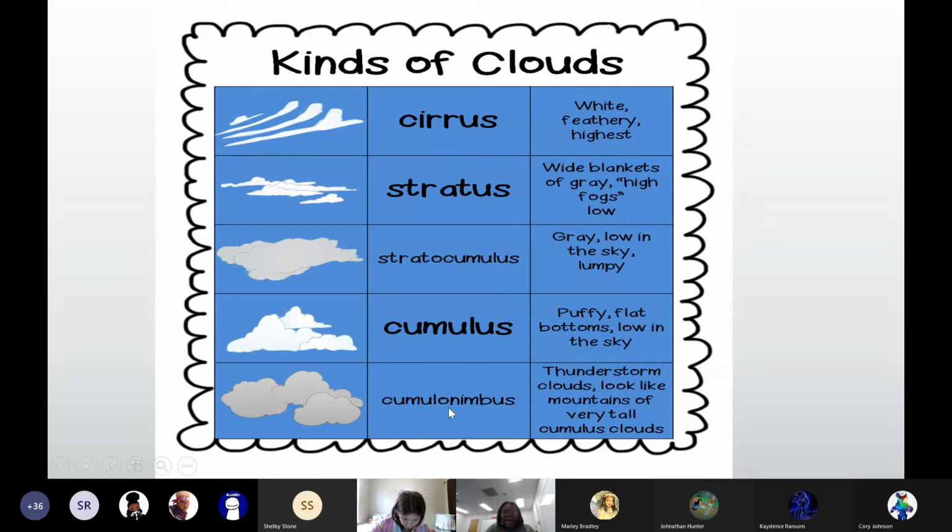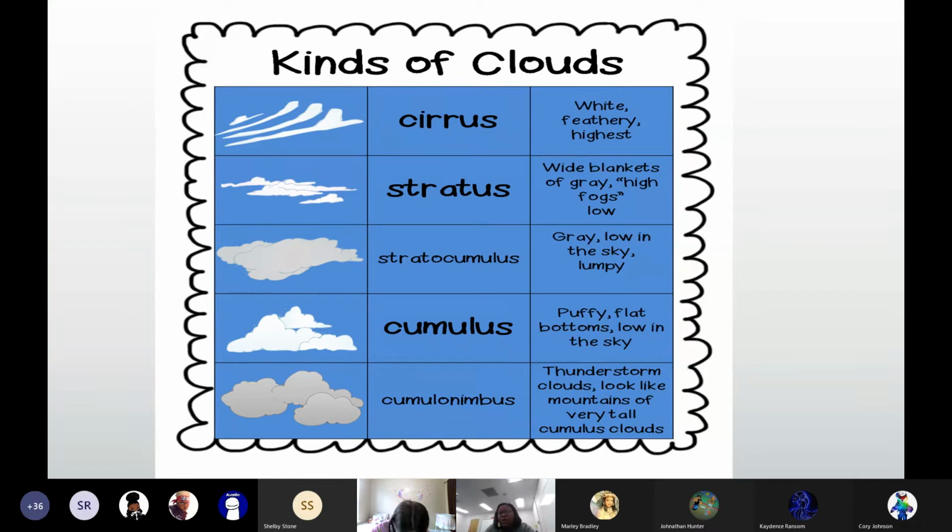Now, a cumulonimbus cloud, that word nimbus literally means rain. So a cumulonimbus cloud is going to be fluffy and gray, almost black. And they mean severe weather is coming. A cumulus cloud all by itself is a fair weather cloud. Okay? It tells us that fair weather is here. But a cumulonimbus cloud, it's fluffy with a flat bottom, but it's gray, and it literally means that there are thunderstorms possibly coming, tornadoes, some sort of severe weather.